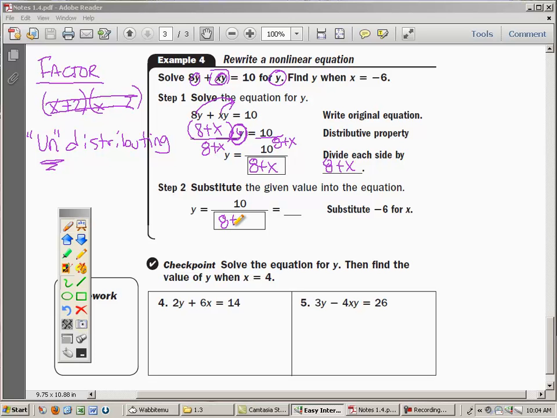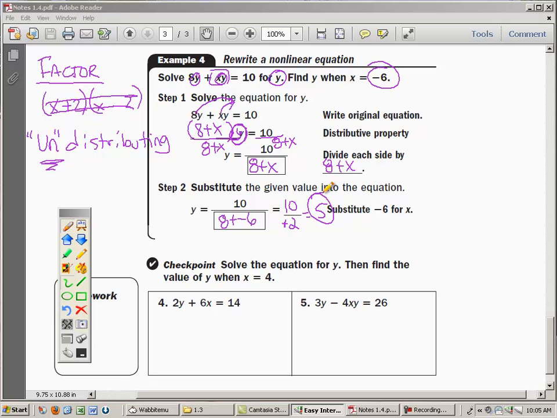Now we're going to actually substitute it in. So our x is negative 6. And 8 plus negative 6 becomes negative 2. And 10 divided by negative 2 comes out to 5. Whoops. I'm sorry. 8 plus negative 6 is positive 2. Glad we caught that. And 10 divided by 2 is 5.